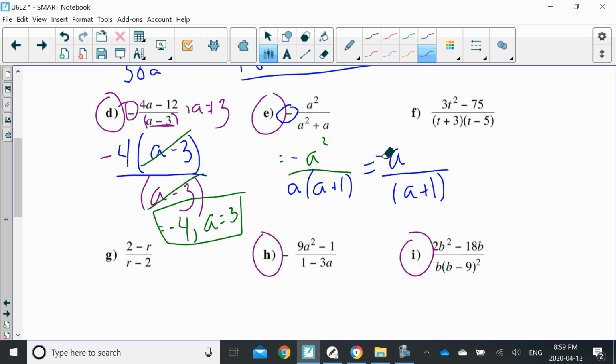The negative, I'm going to bring that, and I'm going to state my restrictions. A cannot be equal to 0, and this a cannot be equal to negative 1. Okay, and that would be my final answer.